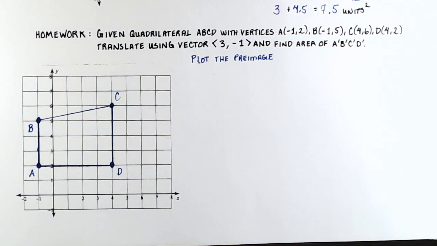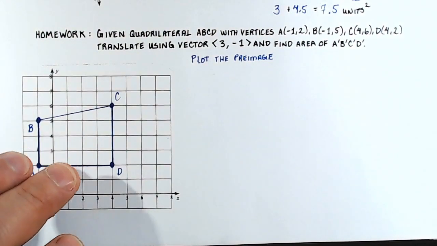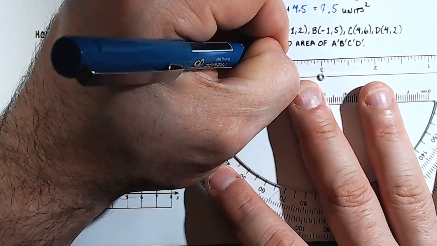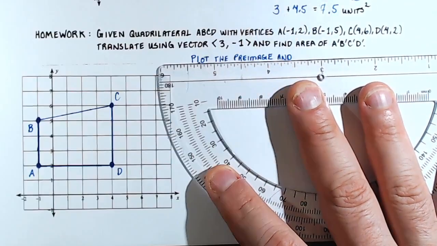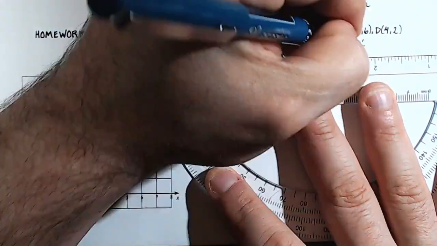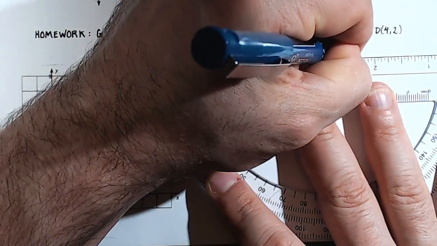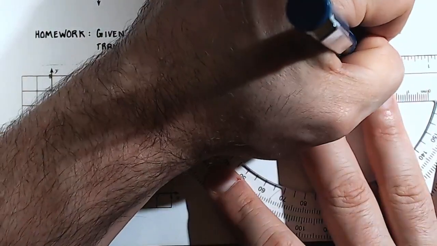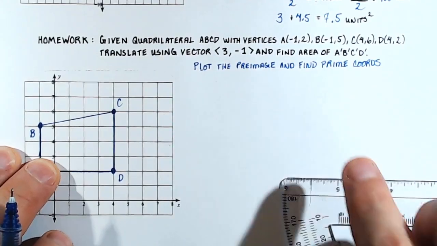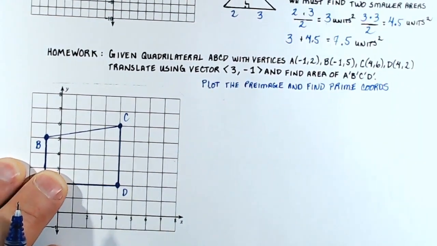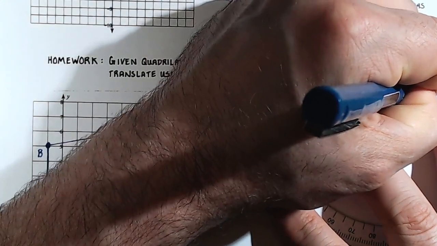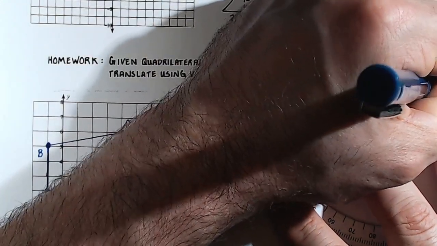Okay, so we've plotted the pre-image, and that was step one. Now step two is to find prime coordinates, and that would be the coordinates of the image. We plotted the pre-image, so we would find the prime coordinates of the image. In other words, we're performing the translation.